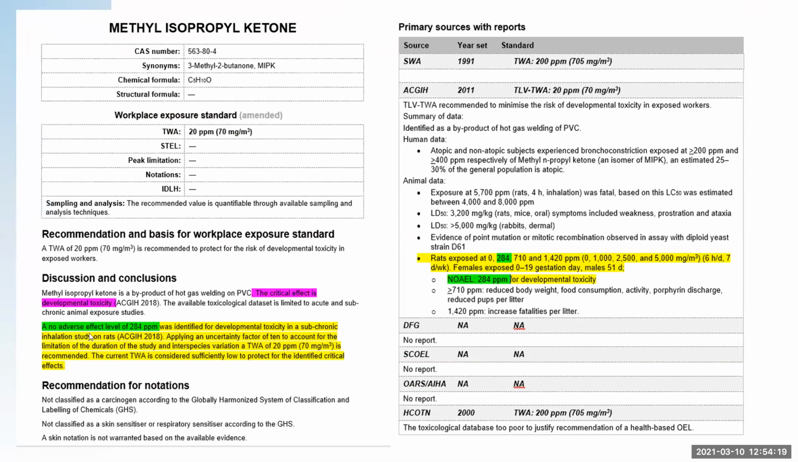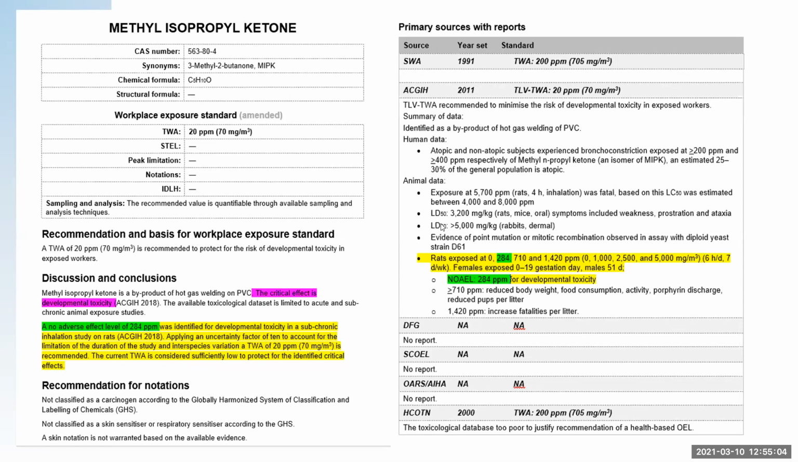So the no observed adverse effect level of 284, which is in green here, was identified for development toxicity, which is a critical effect in purple, in a subchronic inhalation study on rats. And we got that information from the ACGIH. We applied an uncertainty factor of 10 to account for the limitation in duration, as it was a subchronic study, and interspecies variation. A TWA of 20 ppm, even though we were rounding down in this situation, was recommended. This was considered sufficiently low to protect against the developmental toxicity effect.